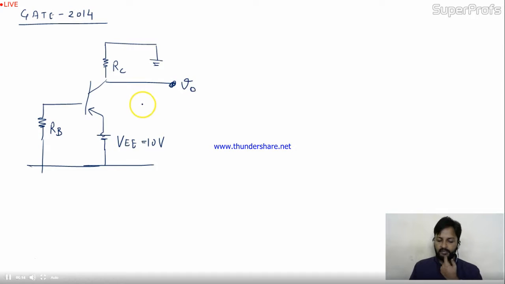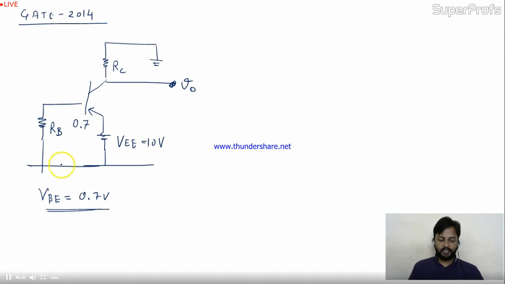Is it okay? Now the question says, in the circuit shown, the PNP transistor has VBE. For this transistor, VBE is given and that is 0.7 volt. Means B to E, it's 0.7 volt.